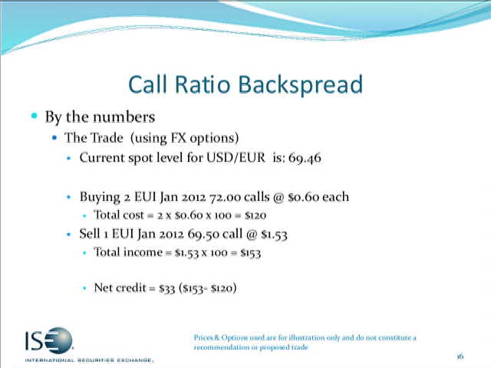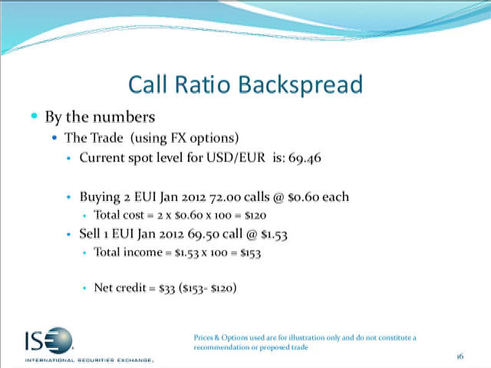By the numbers. Current spot level for U.S. dollar euro is 9.46. Now they moved the decimal point over. We don't have the digits behind it. So we're going to buy, in the symbol for the U.S. dollar euro FX option, EUI, the January 2012 72 calls at 60 each. So our total cost to put the long side of the trade on is $120.